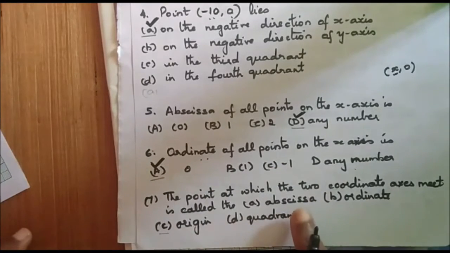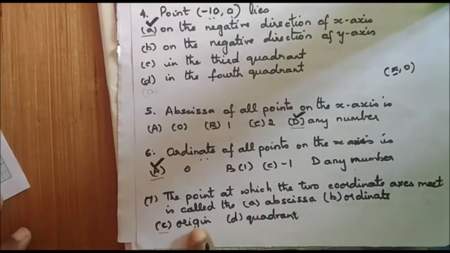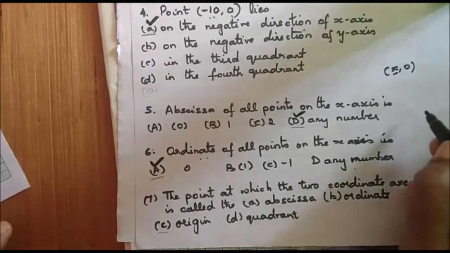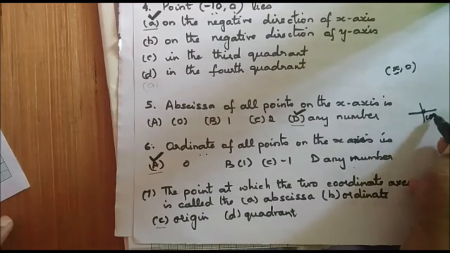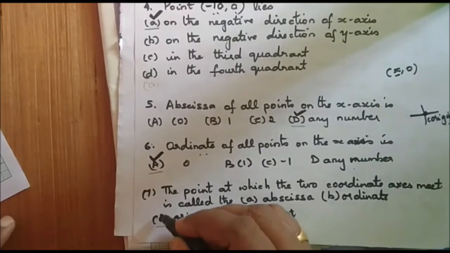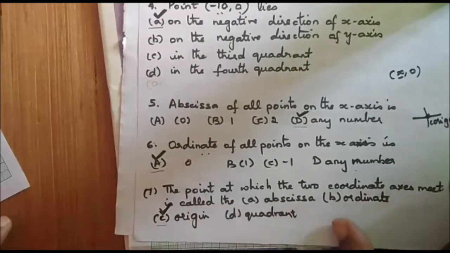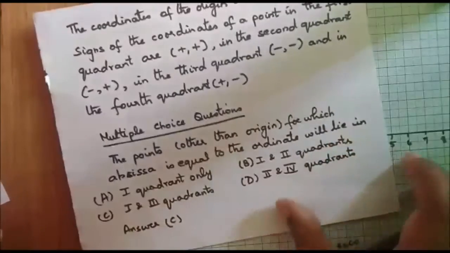The point at which two coordinate axes meet is called the abscissa, ordinate, origin, or quadrant. Can you tell the answer for this? The point at which both the coordinates meet is called the origin, or 0 comma 0. So C is the correct answer. Okay, I hope you understood this. Now we'll go to the next question.